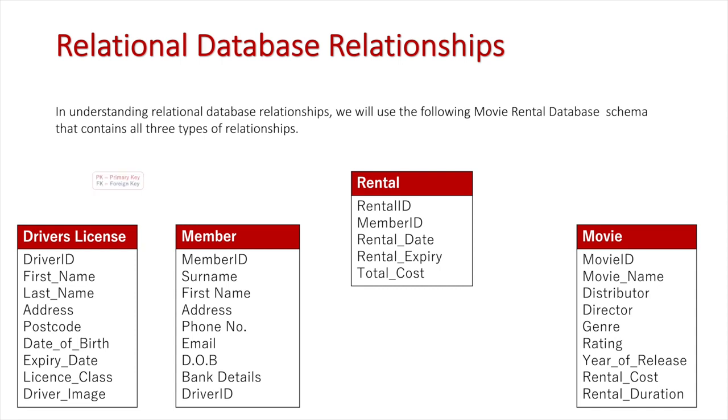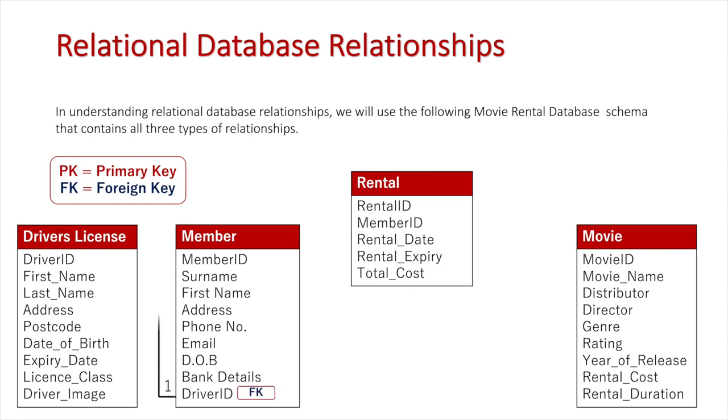So firstly, we're going to look at the primary and foreign keys in order to establish our relationships. The first one is a one-to-one relationship between member and driver's license. Every member has one driver's license that they are going to use to verify themselves, and one driver's license is only going to be used to validate one member. So it is one to one. The records only correlate with one another between those two entities.